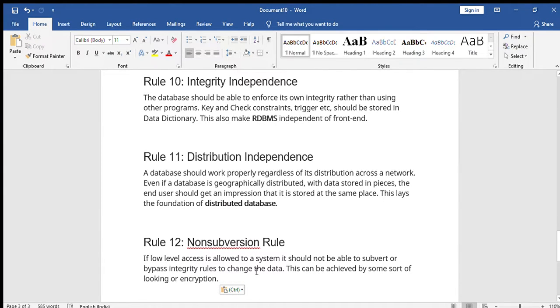And the 12th one is what? Non-subversion rule, right? So do more practice on this. This is another important question in the first unit. E. F. Codd rules. In total 12 rules are there, and some members say there is a 13th, that is rule 0. Okay, right? Thank you.